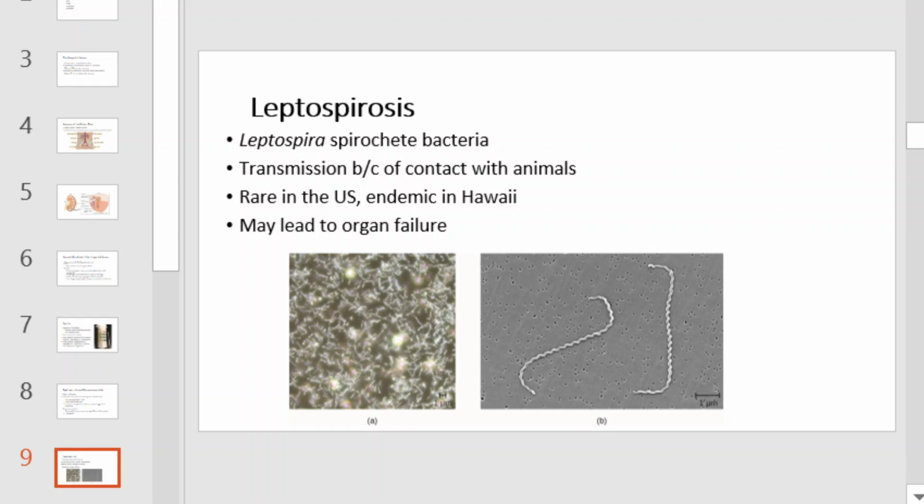Leptospirosis. Spirochete bacteria cause leptospirosis. Transmission occurs because of contact with animals. It is rare in the United States, but endemic in Hawaii, and may lead to organ failure.